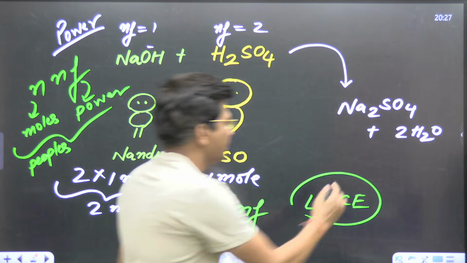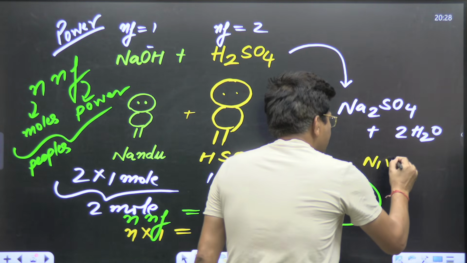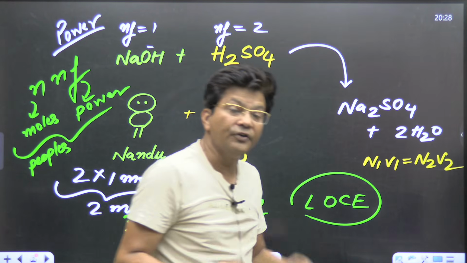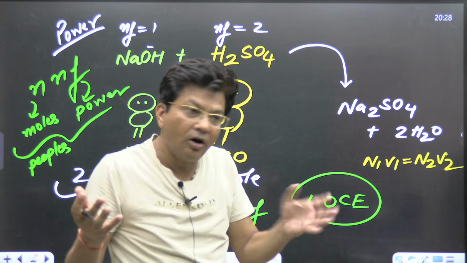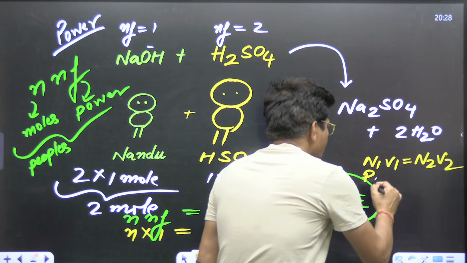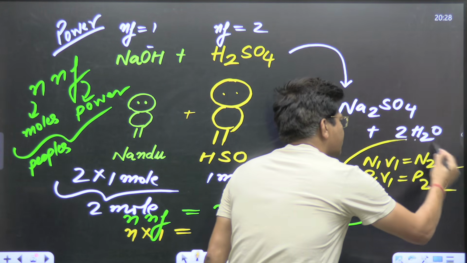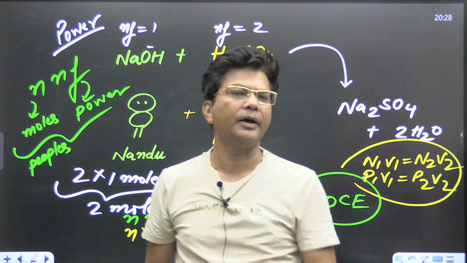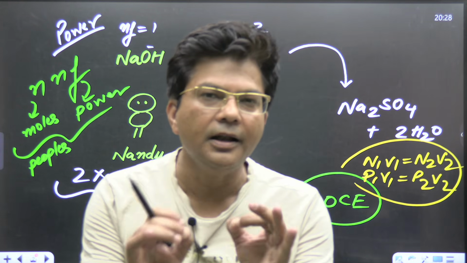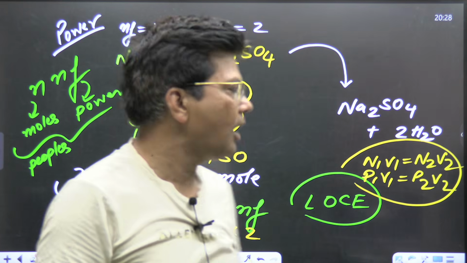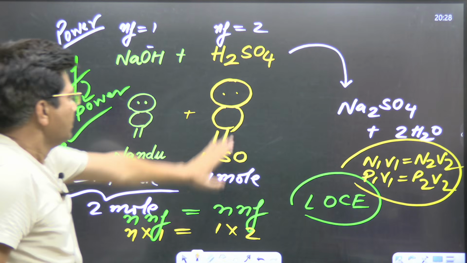You must have seen N1V1 is equal to N2V2. If I talk about the gas law, then P1V1 is equal to P2V2. Something is constant everywhere. I have written just 4 chapters, my dear students, but I can kill 8 chapters with one simple rule, the PP rule, power and number of people.